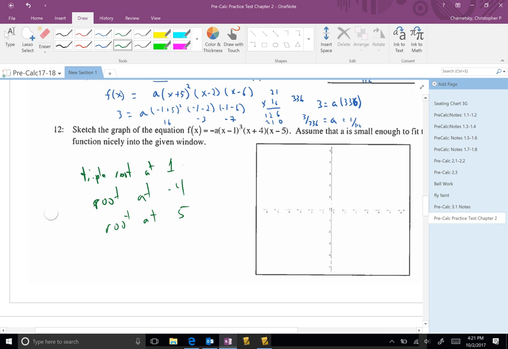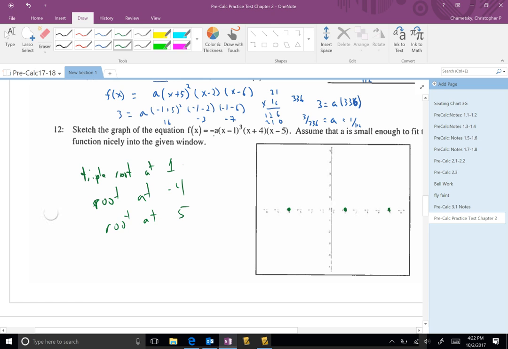So I'm going to go ahead and plot those intercepts there. Negative 4, we have a single root. At positive 1, there's our triple root. And then we have a single root at 5. Okay.